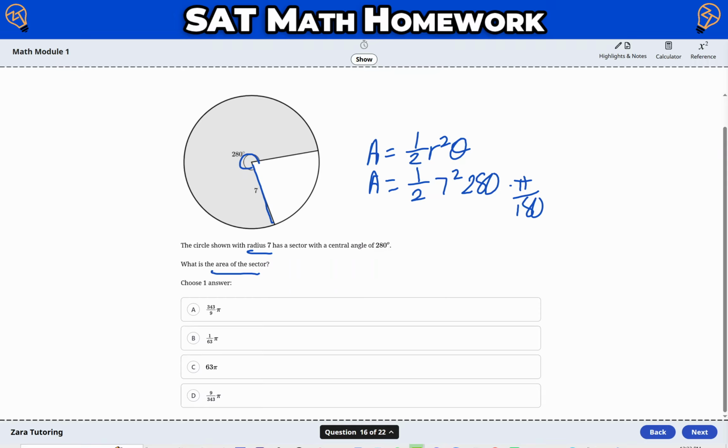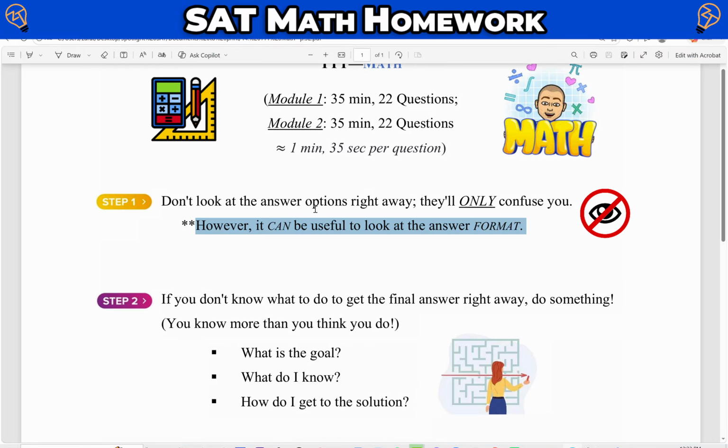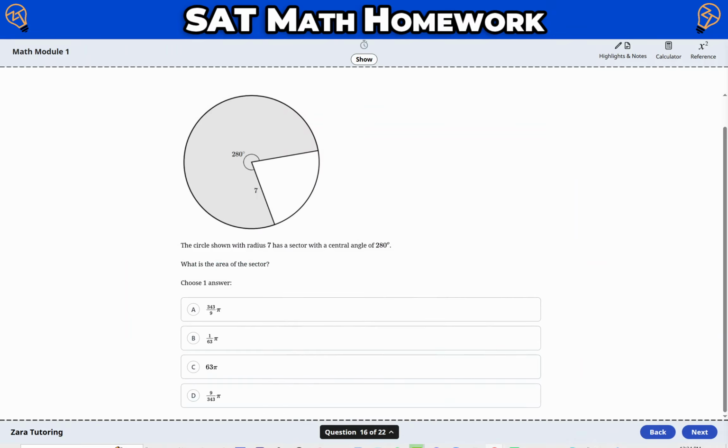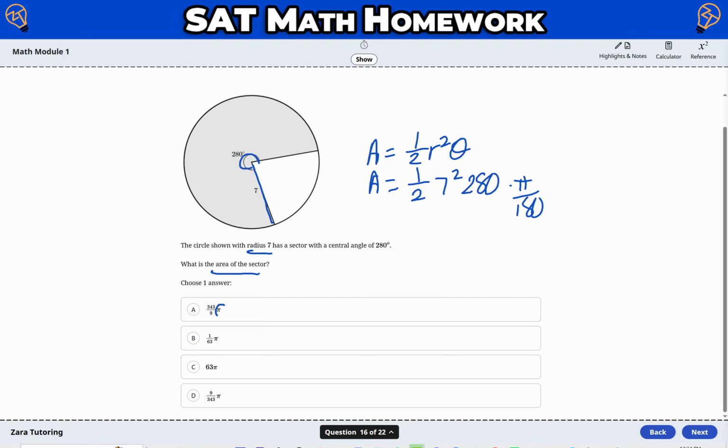However, something I want you to keep in mind from my triple T document, Tom's Testing Tips, for the math section: I have it highlighted that even though tip 1 says don't look at the answer options right away, they'll only confuse you, we have these 2 asterisks here to say it can be useful to look at the answer format. In this case, notice that all the answer options do have a pi in it. So I don't want to type the pi into Desmos because then I'll get some decimal answer. Even though pi is in my answer, I'm not going to type it in.